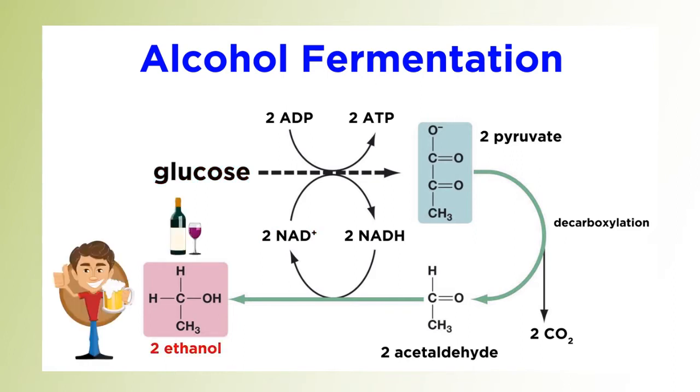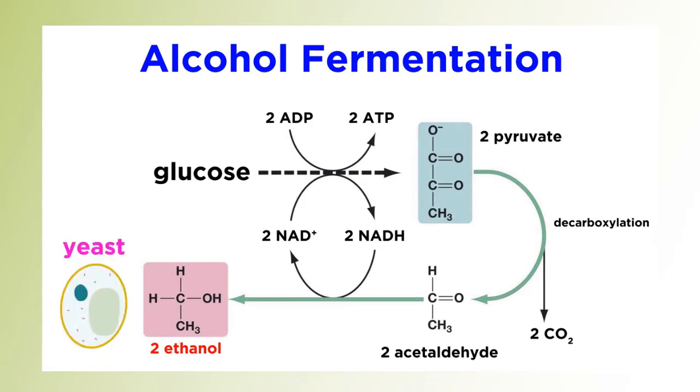The final product, ethanol, is the kind of alcohol that humans consume, hence the term alcohol fermentation. And this process has been utilized for centuries to produce alcoholic beverages such as beer and wine. Yeast, which is a unicellular member of the fungi kingdom, performs alcohol fermentation. So this organism is used in these processes to produce the alcohol we drink, and also by bakers, where the carbon dioxide gas produced during the decarboxylation step is what causes bread to rise.